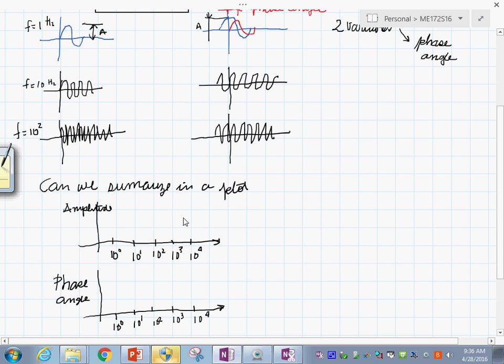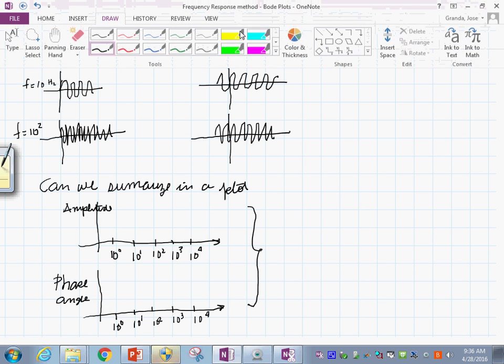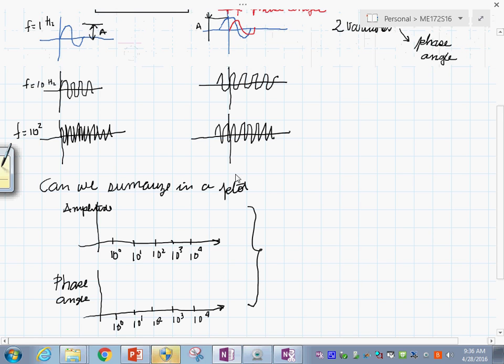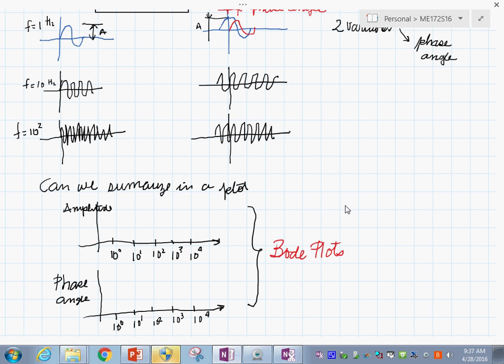Whatever these plots come out to be, in whichever shape they come out to be, these plots that you see here are called Bode plots. Bode obviously is the name of a person, a scientist who discovered this method. Now, what do I pretend to do with this? How could this be useful?